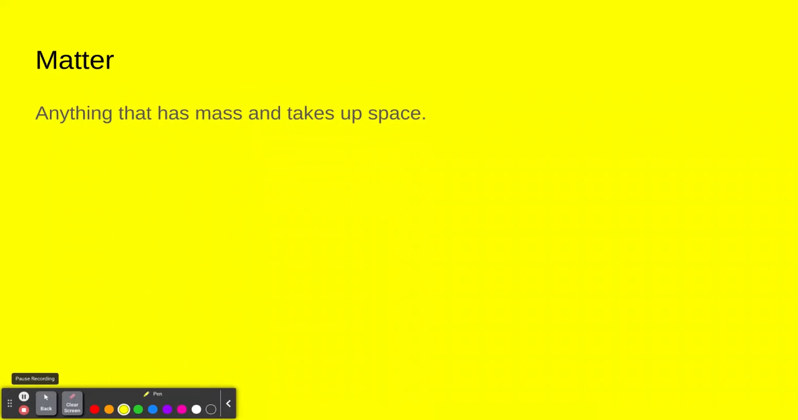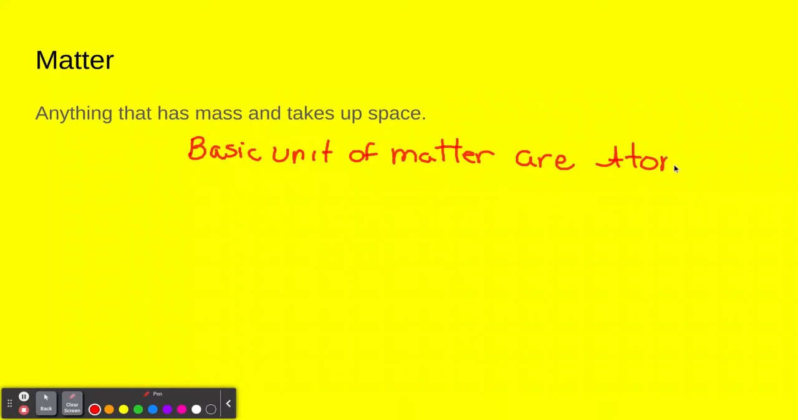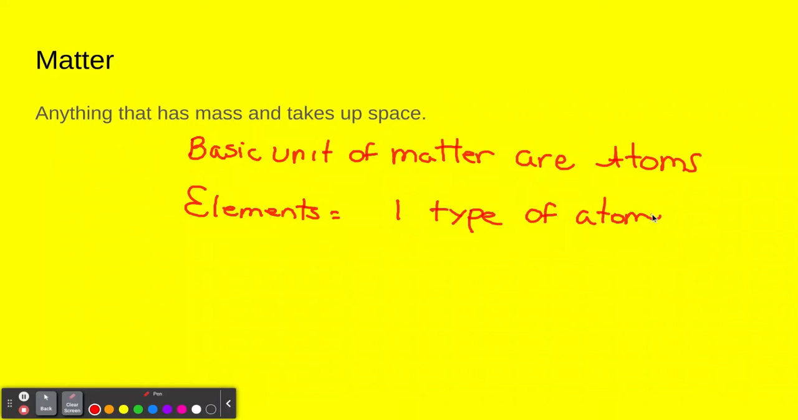From the last video, I said anything that has mass and takes up space is matter. And we know that the basic unit of matter is atoms. So when we're talking about elements, we're talking about one type of atom. When we're talking about silver, gold, copper, that's an element because it's one type of atom, or hydrogen or oxygen.